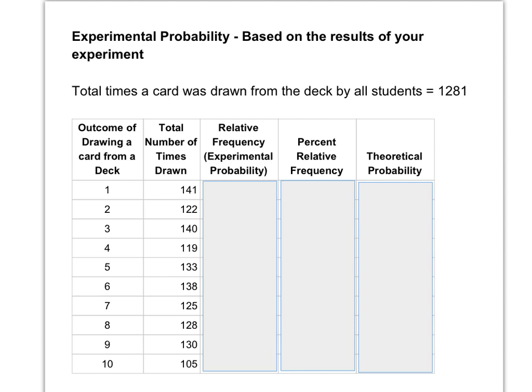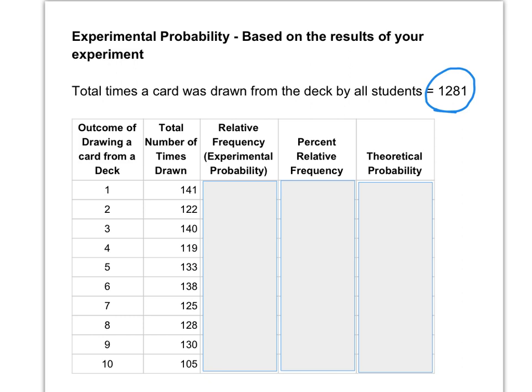All right, now I've combined all the data from those of you that submitted your results to me on the Google form, and there were 1,281 pieces of data that were supplied to me. The first column of the data collected is the card that was being drawn from the deck, replaced, and then pulled again. The second column is the number of times that card was drawn from the deck. And if you notice, most of these numbers are actually in the low 100s. The lowest one was 105 for pulling a 10 out of the deck, and the highest was 141 for pulling a 1 out of the deck.